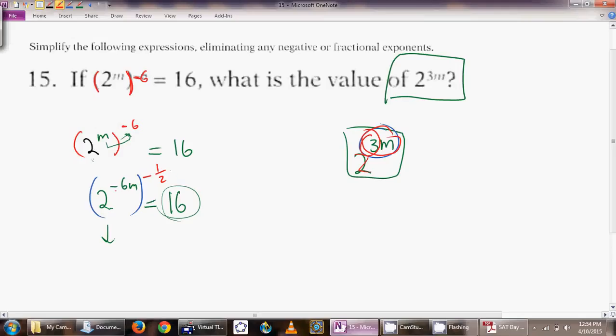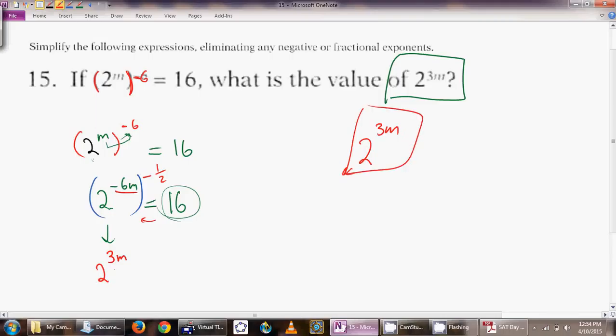I think that's it. Let's see if this is correct. Let's see if I raise the left side of my equation to the negative 1/2 power, does that give me 2 to the 3m? All right, well, when I have a power and I'm raising it to another power, the rule is you multiply them. You keep your base and you multiply them. So a negative times a negative is a positive. 6 times 1/2 is 3. And then, well, you just keep that in. All right, so yeah, look, that's what I was looking for.